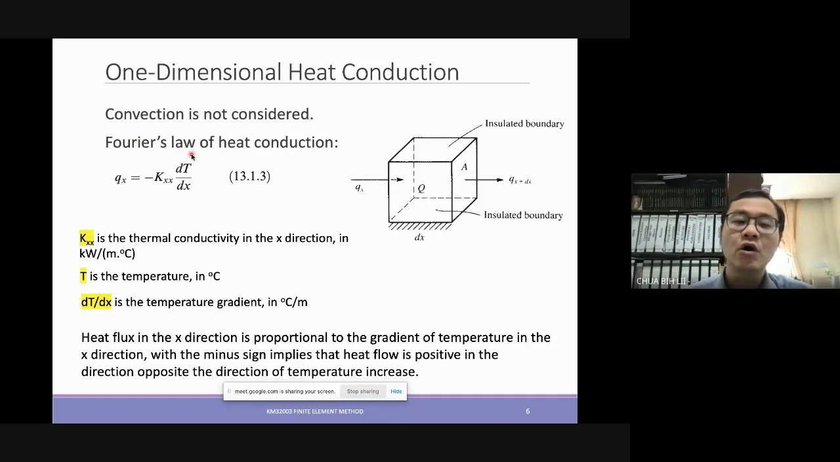Through Fourier's law of heat conduction, we can estimate that Qx, the heat flux into the surface along the x direction, equals minus kxx, meaning along the x direction, dT over dx, where k itself is the thermal conductivity in the x direction. Here we specifically say the x direction because we want to derive our equation to be as general as possible, so that it can be extended to two-dimensional or three-dimensional applications later on, right?